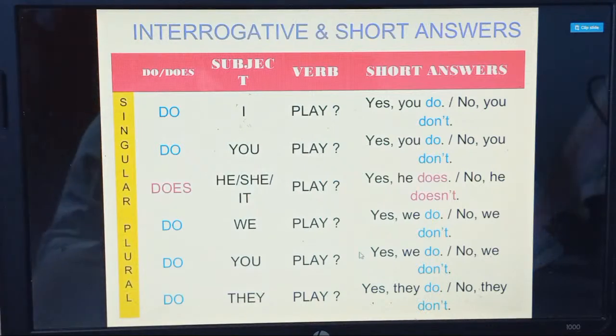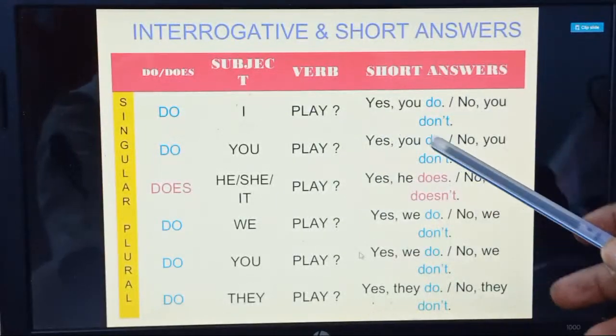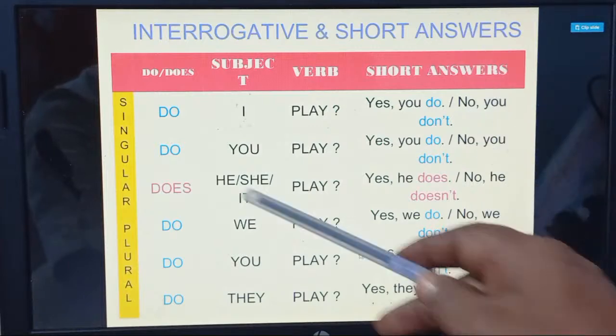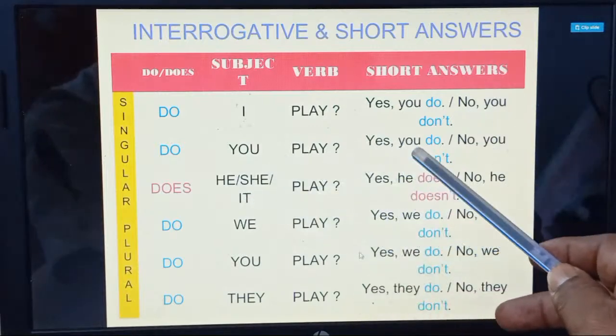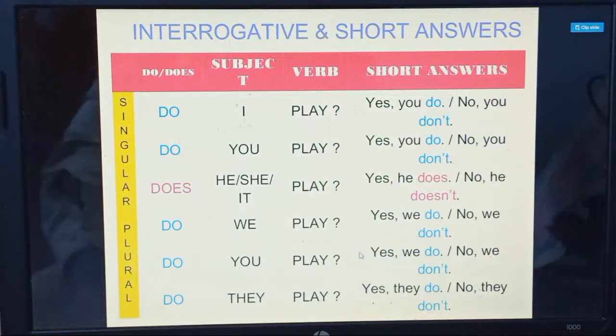Look at the short answers. Do I play? Yes, you do. No, you don't. Do you play? Yes, you do. No, you don't. So in the same way, you have to answer short answers like this.